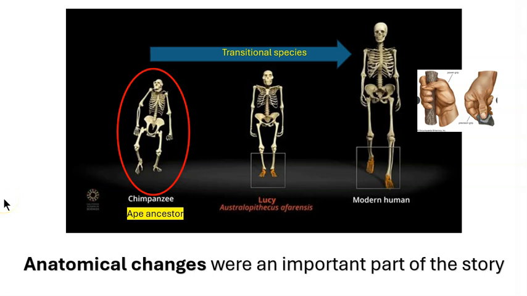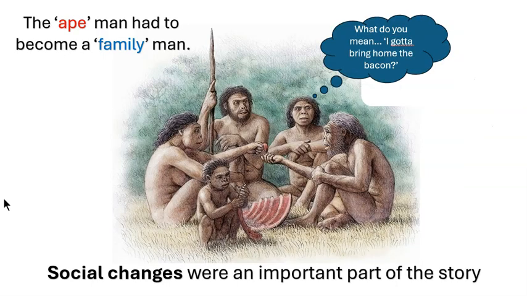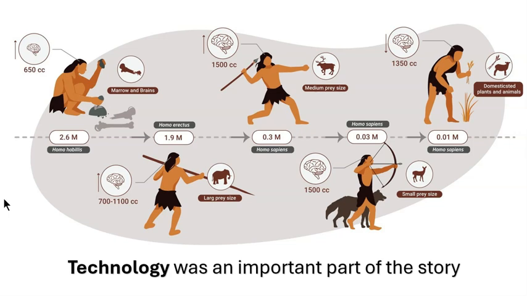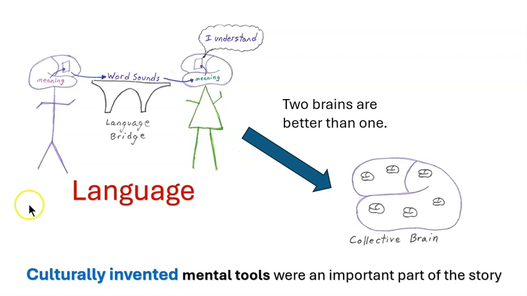So, anatomical changes were an important part of our story. Social changes were an important part of our story. Technology was an important part of our story. And culturally invented mental tools were an important part of the story. And in later lessons, we'll focus a bit more on language.